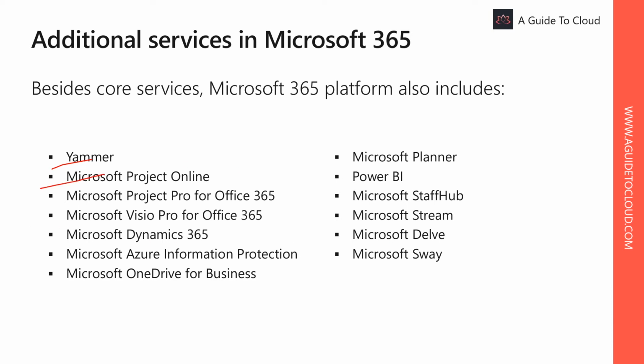Project Online is a cloud version of Microsoft Project Server that enables organizations to get started, prioritize project portfolio investments, and deliver projects with intended business value. Project Pro for Office 365 provides desktop project management capabilities for small teams and organizations. Office Visio Pro for Office 365 is a subscription version of Microsoft Visio Professional, the diagramming and flowchart application.